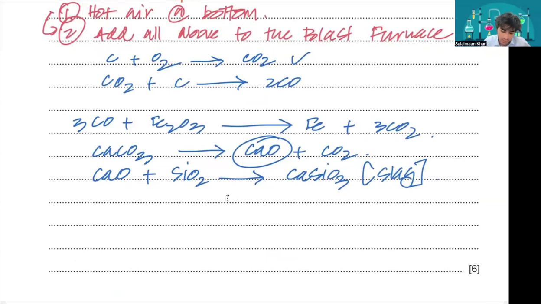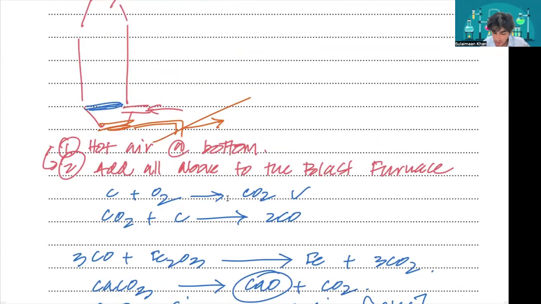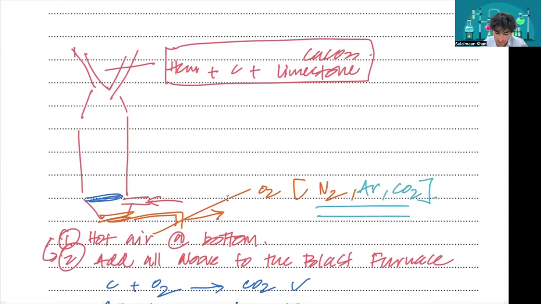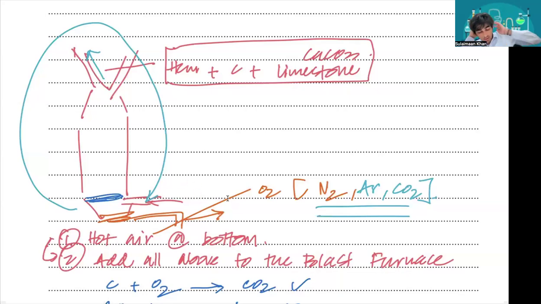So iron is extracted from the bottom tap, or removed, or collected. It's better to write collected from bottom tap. And what are my waste gases? Because you pumped in hot air, the only component that reacted from hot air was oxygen. So nitrogen, argon and carbon dioxide are the waste gases. The waste gases come out from the top, and you pump them back to heat up that air. So that's that, guys.